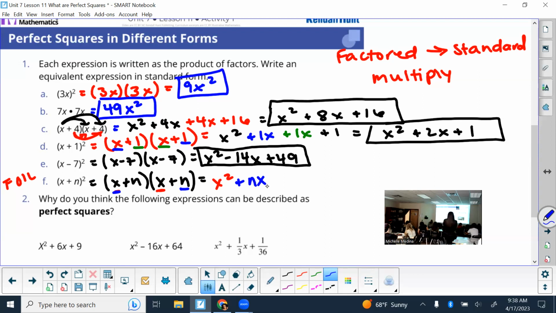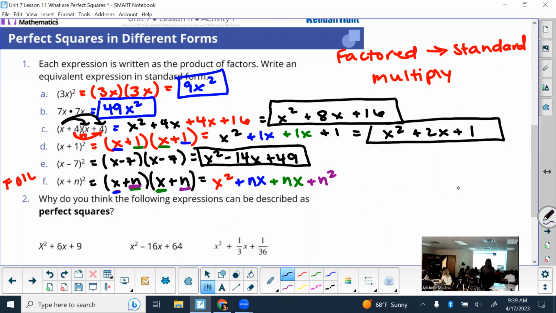What about our inner terms? N times x is good. And then our last terms, n times n is n squared. Do we have any like terms? The nx's, what's nx plus nx? It is not. What if I told you it was 1x plus 1x?